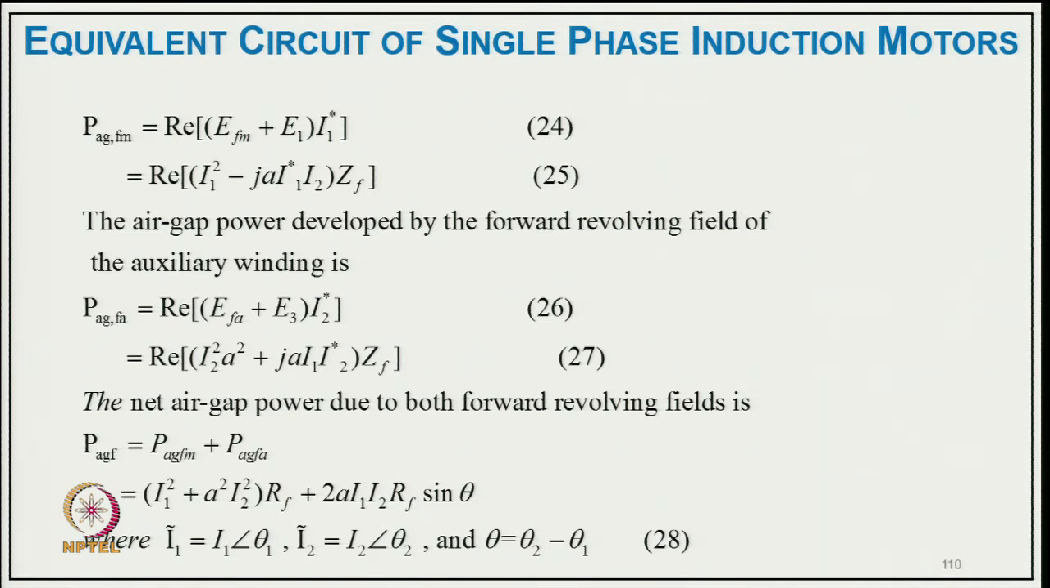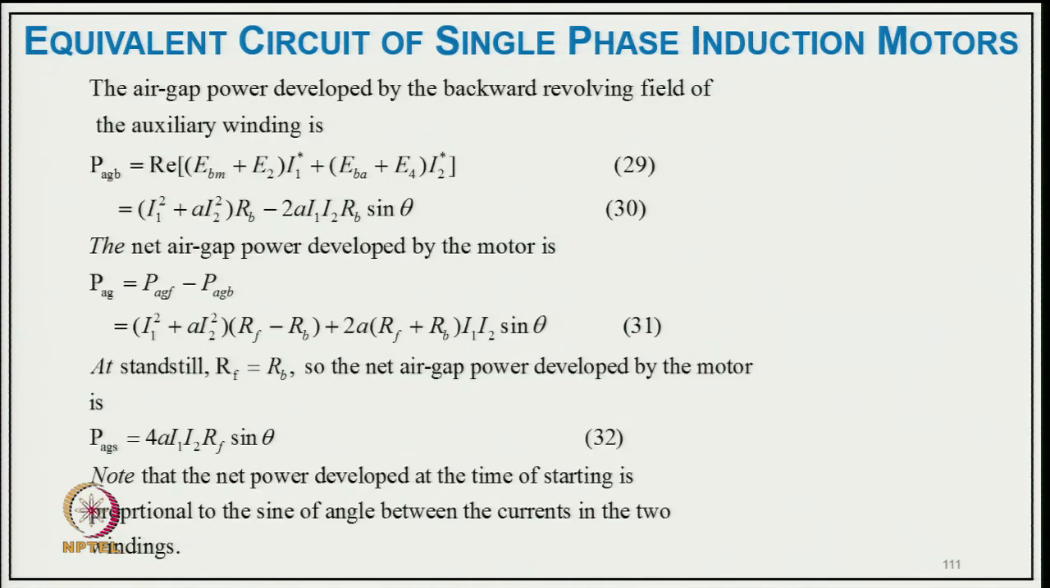So, the net air gap power in the forward field, PAGF equal to PAGM plus PAGA, and then putting the values, typically it comes to (I1 square plus A square I2 square) RF plus 2 A I1 I2 RF sin theta, where I1 is at angle theta 1, I2 is at theta 2, and theta equal to theta 2 minus theta 1. Now, the air gap power developed by the backward revolving field, PAG B, will be real of (EBM plus E2) I1 conjugate plus (EBA plus E4) I2 conjugate, and that is equal to (I1 square plus A square I2 square) RB minus 2 A I1 I2 RB sin theta.